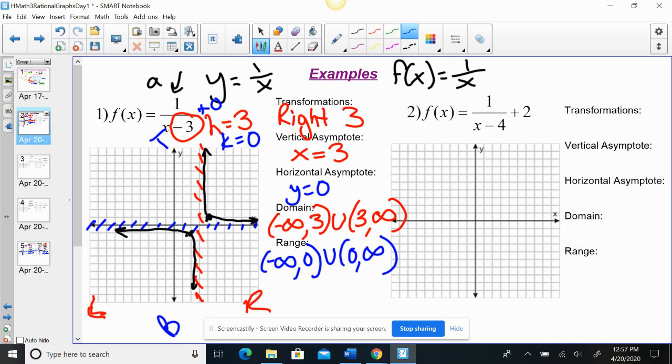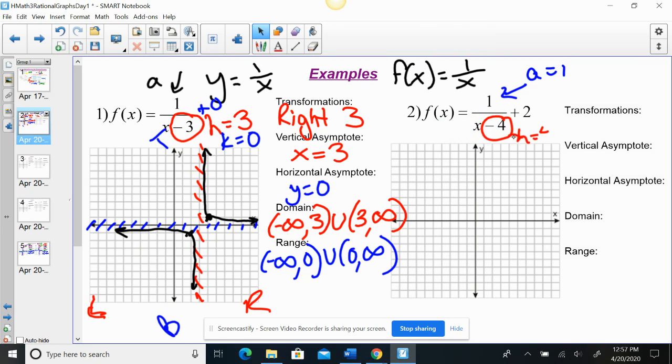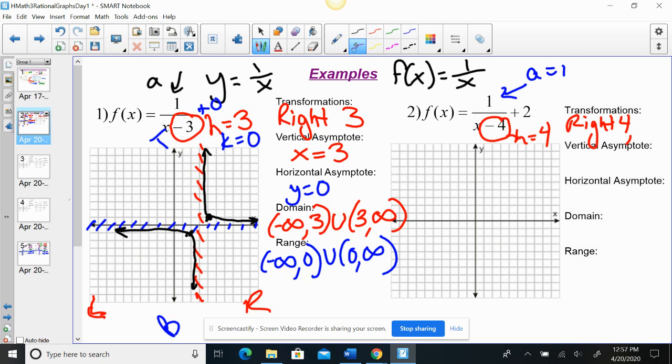All right, let's look at example 2. So this time, still, A has not changed. A is just 1. If I look at my H value, H is actually positive 4. Sometimes it just gets wonky. Sorry, guys. So H is positive 4, which means I am going right 4. This one does have a K value. This is K of 2. So the number outside is your K, and that's going to move me up 2.